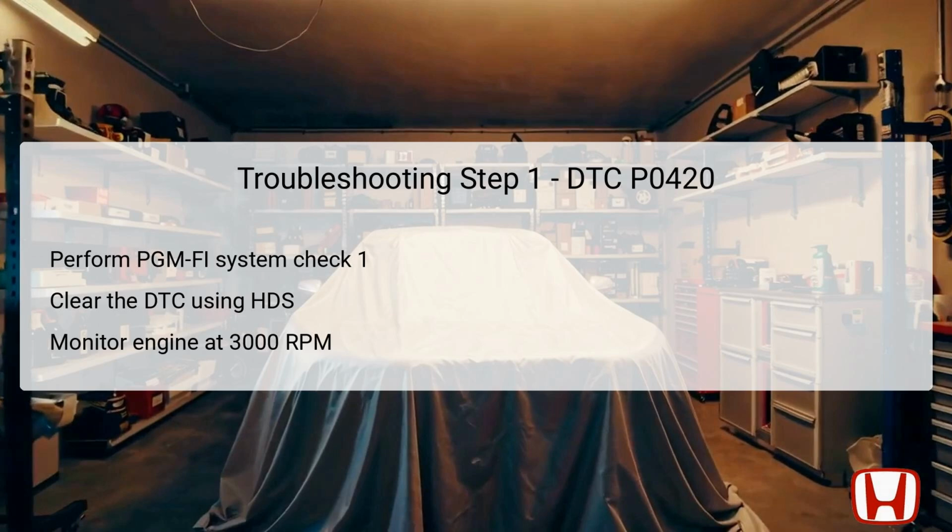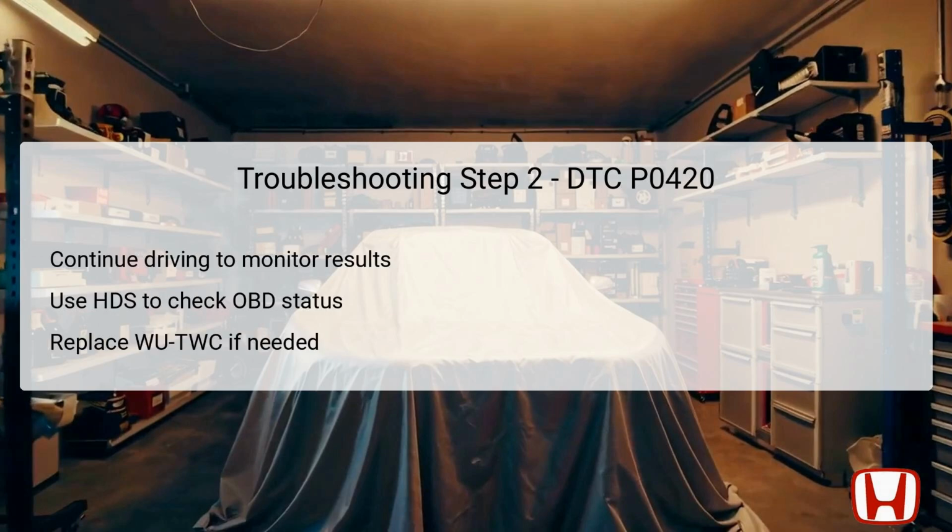After clearing the code, start the engine and hold it at an engine speed of 3,000 revolutions per minute, RPM, without any load, meaning that the vehicle should be in park or neutral. This step should continue until the radiator fan activates, ensuring the engine maintains optimal operating temperature. Following this, a test drive under specific conditions is required to check if the P0420 code reappears, indicating whether further diagnostics are needed.